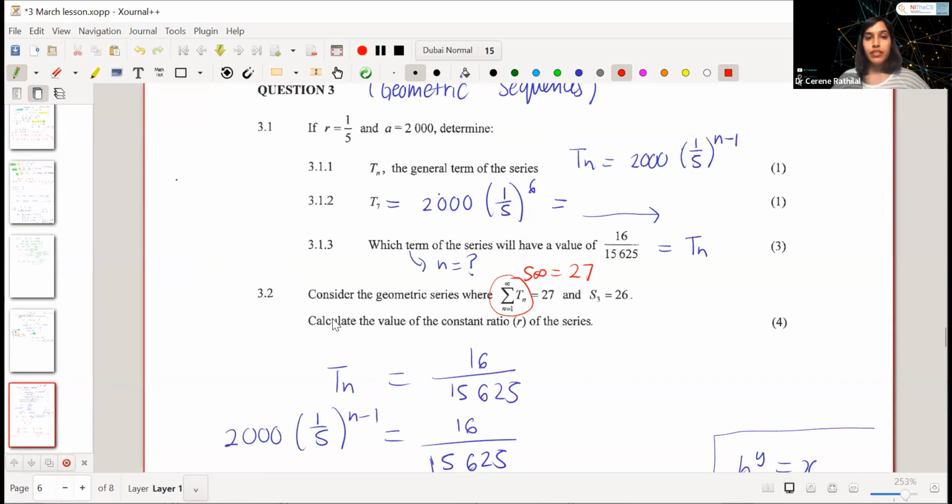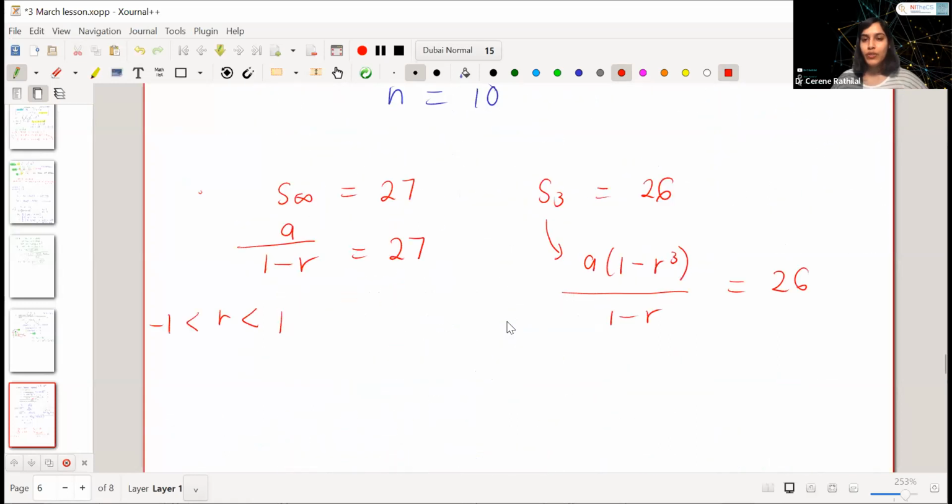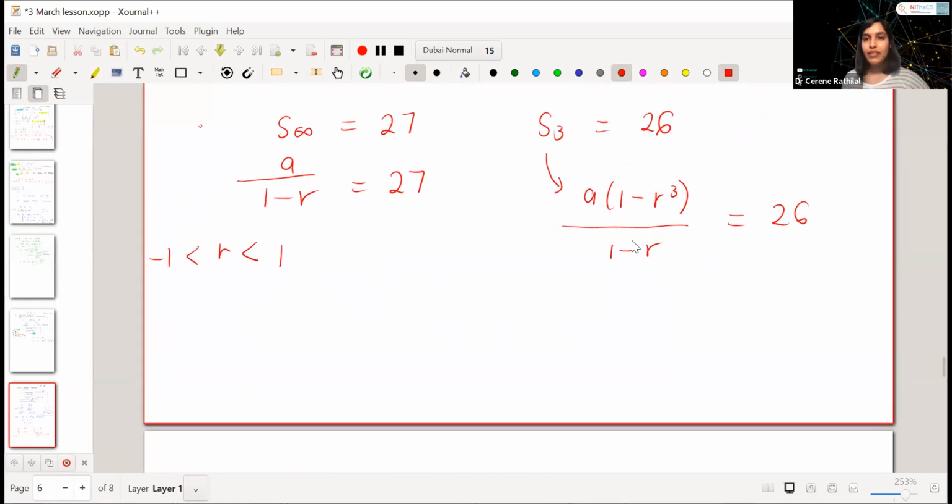Well, what is the question asking? It says calculate the value of the ratio. So I now want to solve for R. So let's solve for R. I'm going to solve using this. So this tells me that this is A into 1 minus R cubed over 1 minus R equals 26. Does everybody agree with what I've written down? Do you agree that this here is precisely what I've written down here?